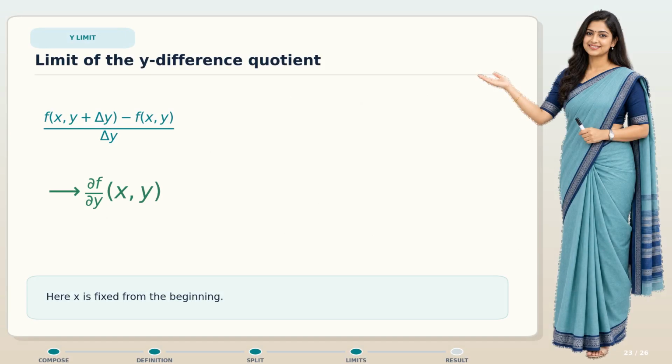Now consider the second quotient. Here x is fixed from the beginning, and y changes by delta y. As delta y tends to 0, this is exactly the definition of the partial derivative of f with respect to y at x, y. Therefore, the second quotient tends to partial f by partial y.